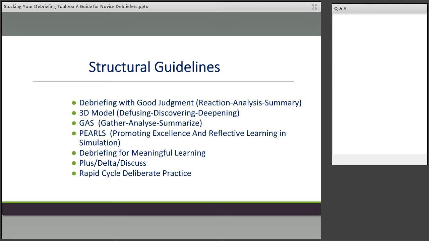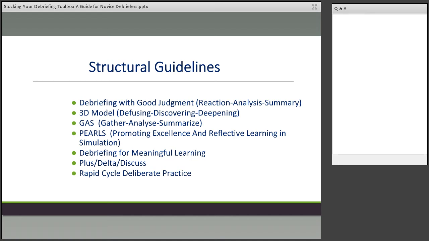Plus Delta, you've probably heard of that. That's one of the basic, more novice ones. You draw the line on the paper with the triangle and your plus sign. What did we do well? What could we change? But I've added the discuss. The team at Drexel has taken this plus delta, but they've added the discuss to it, because it doesn't mean too much to just simply make that chart without the discussion.